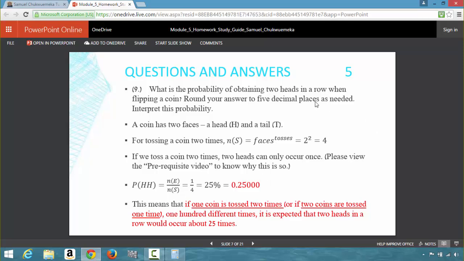I have talked about this as needed before. As needed means if you solve it and your answer is not up to 5 decimal places, then you put zeros to complete it to 5 decimal places. If you solve the question and your answer is more than 5 decimal places, then you round. Okay, you round to 5 decimal places. So that is what as needed means.